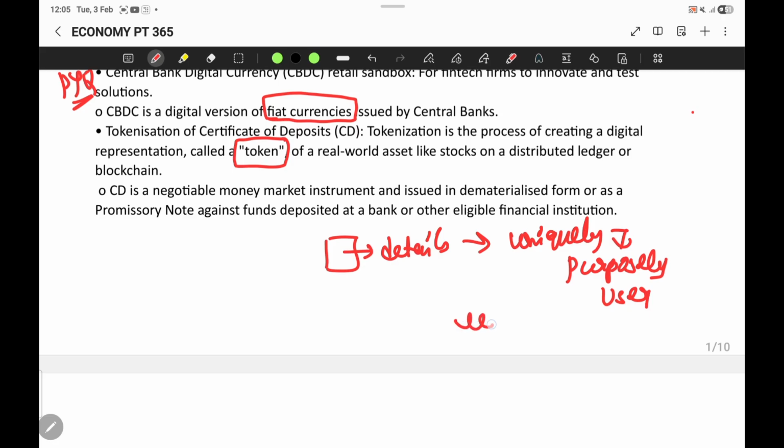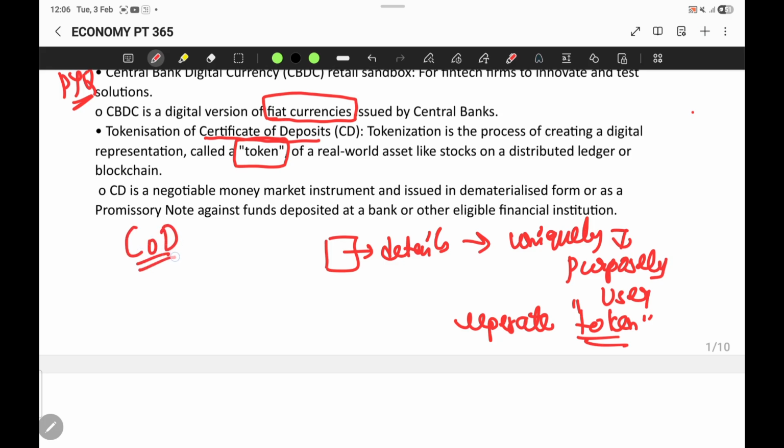A separate token is created so that there won't be any duplication of payments, and this prevents cyber hacking. Okay, separate tokens are created, which is called tokenization. This tokenization has been done for certificate of deposit.